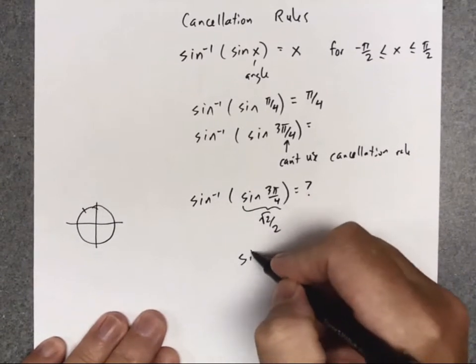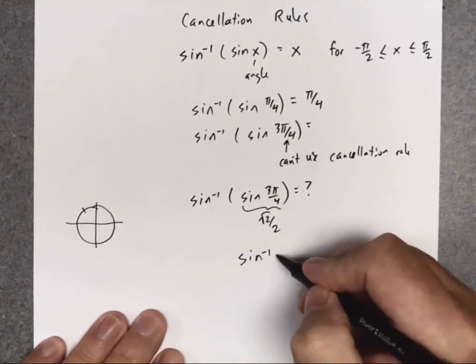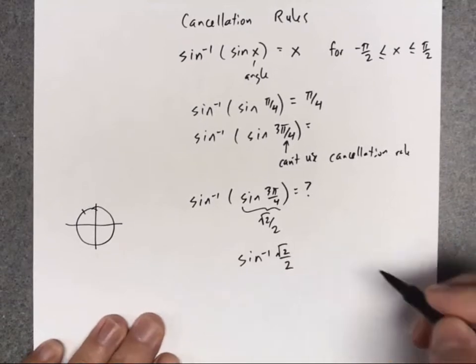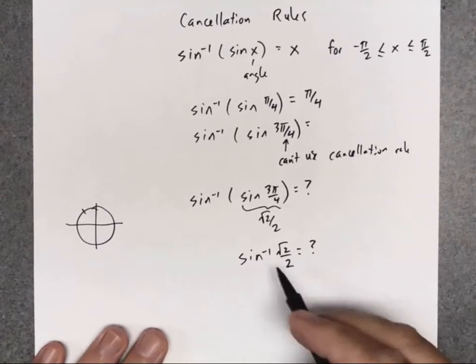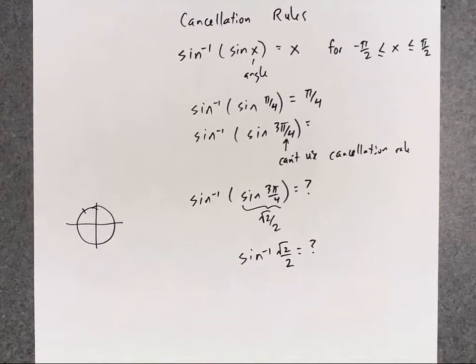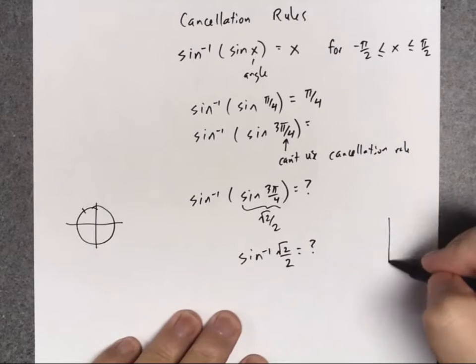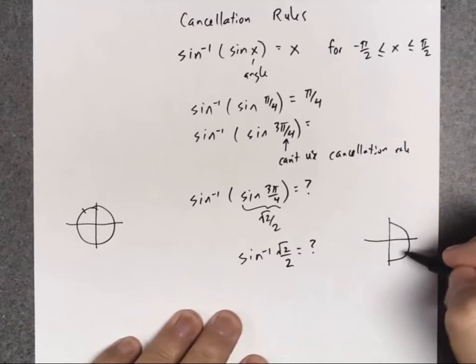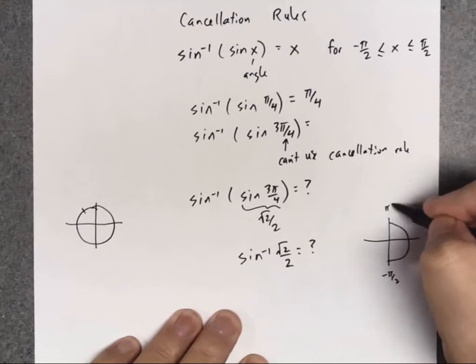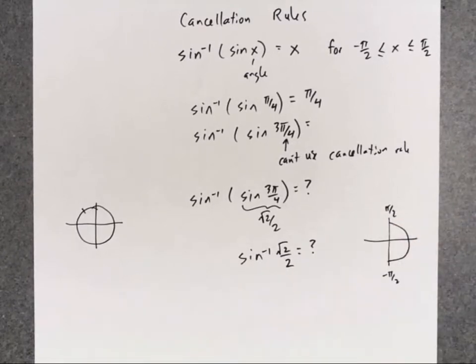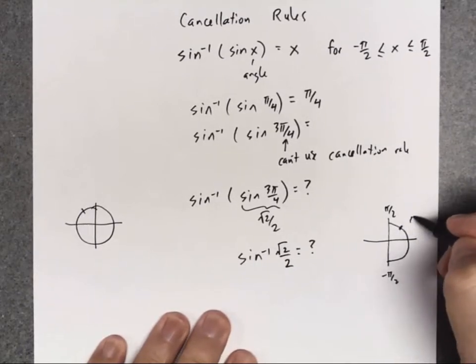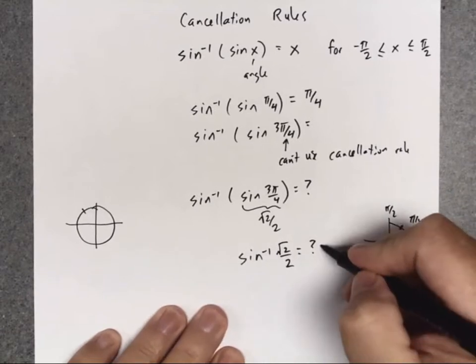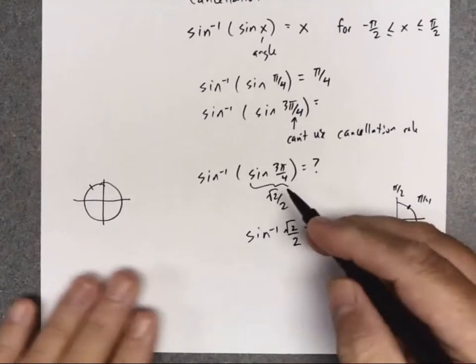So this becomes the inverse sine of the square root of 2 over 2. So now I ask myself, what is the inverse sine of square root of 2 over 2? Now, since this is an inverse sine, I have the restriction, right? I'm looking for an angle somewhere between negative pi over 2 and pi over 2, where the sine is square root of 2 over 2. Well, I know it's this angle right here, which is actually pi over 4. So it turns out this is pi over 4.